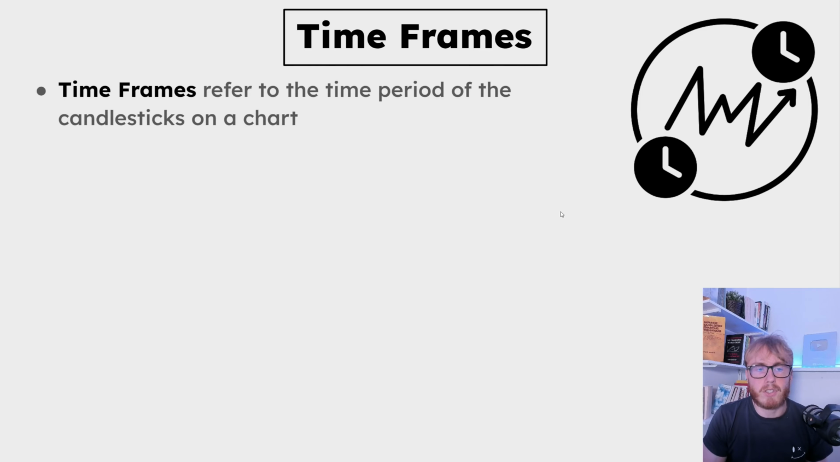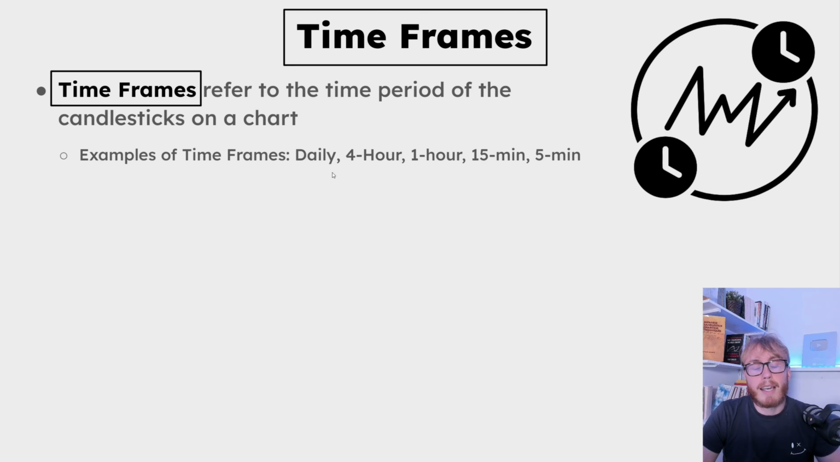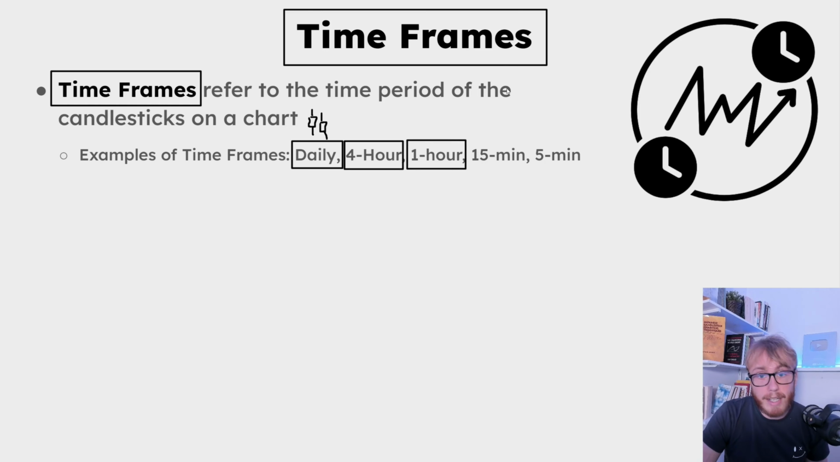And first of all, what do we mean by time frames? Well, a time frame refers to the time period of the candlesticks on a chart. Some examples of time frames are the daily time frame, which basically means that every candlestick on the chart represents one day. We also have, for example, the 4-hour time frame, meaning that every candlestick is 4 hours, the 1 hour time frame, where every candlestick is 1 hour, and so on and so on.